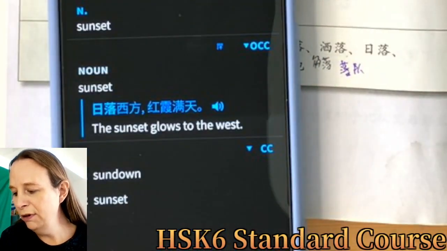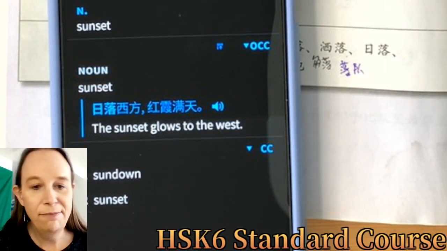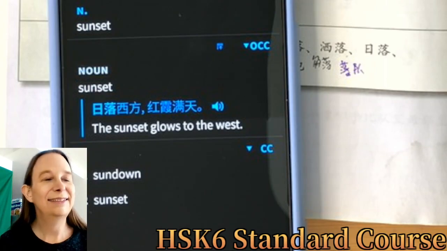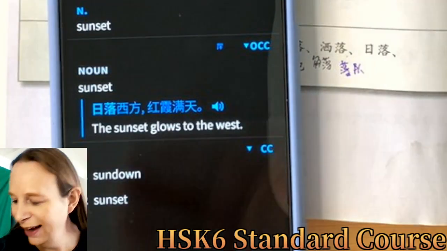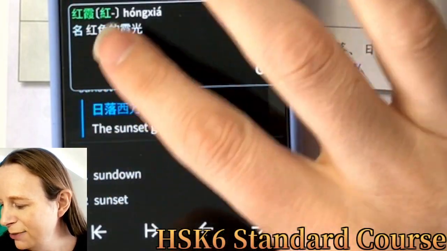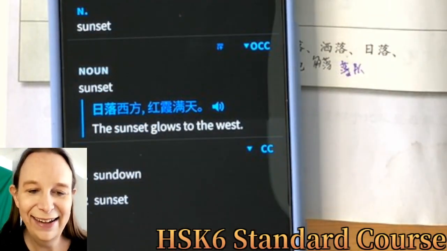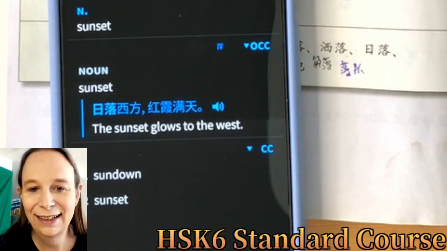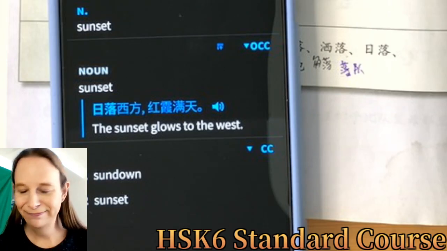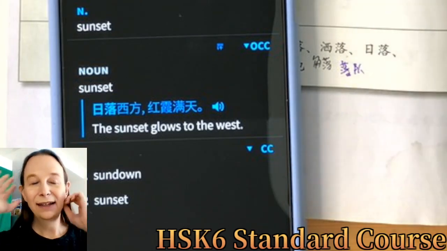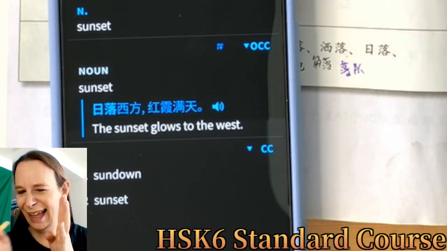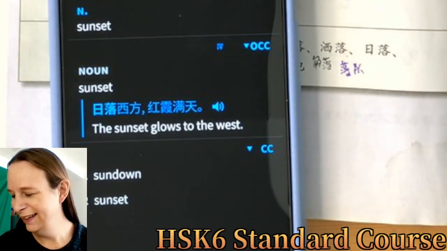Okay. 日落西方, 红霞满天. Yeah, 红, red, 霞. How would you describe 霞? 霞光, I don't know. I see this character in women's names a lot. 满天, yeah, fill the sky. 红霞, maybe 霞 is like the clouds during sunset or something like that.